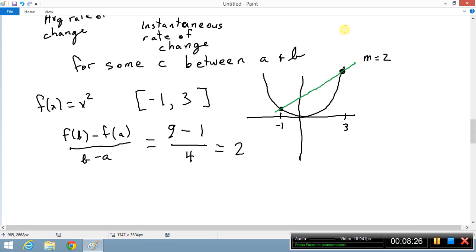Mean value theorem says you can't go from -1 to 3 without somewhere between -1 and 3 having a point where the derivative, the instantaneous rate of change, is going to be the same as the average rate of change. Well, if you look here, the tangent line's going down. That's no good. Down here at the origin, tangent line's horizontal. That's no good. But somewhere around here, maybe, you're going to have a tangent line that's parallel. Where is that point? We can do that. We can calculate it. Because we know the slope of the tangent line everywhere.